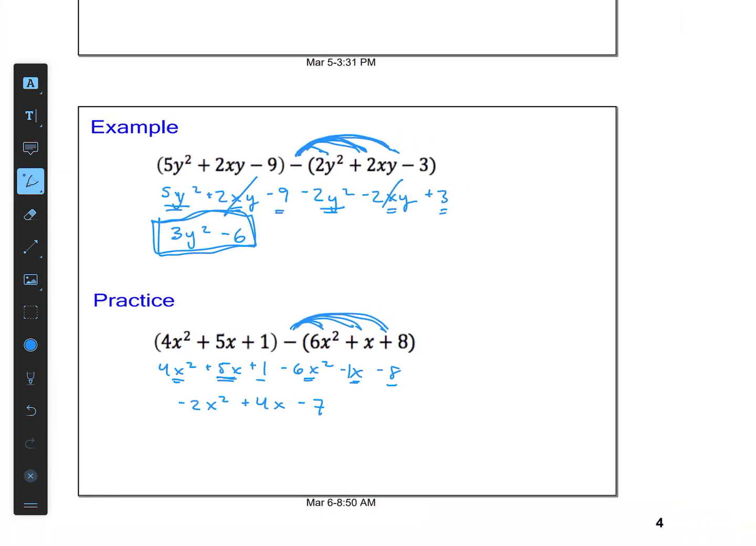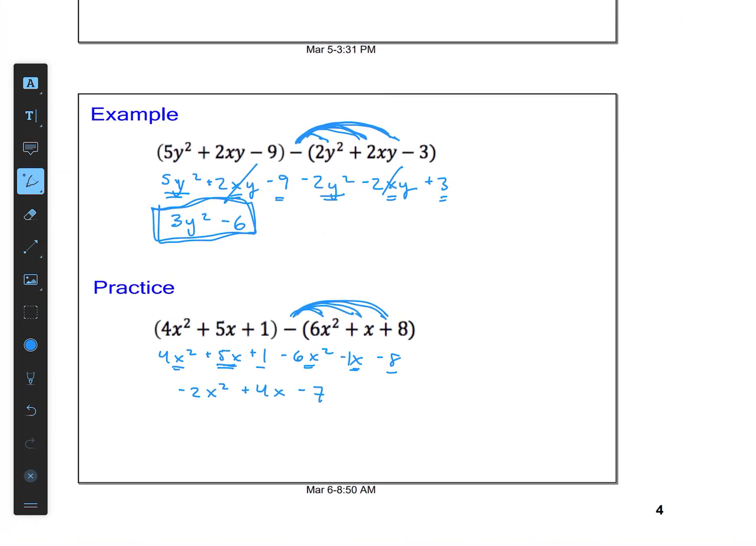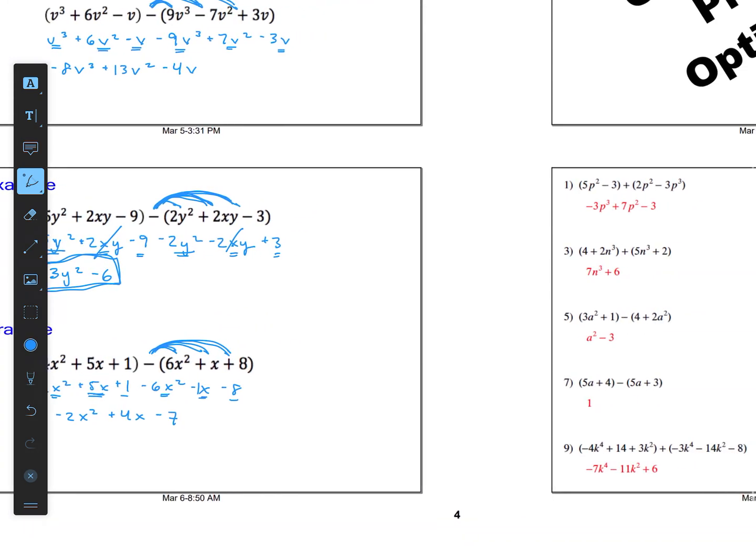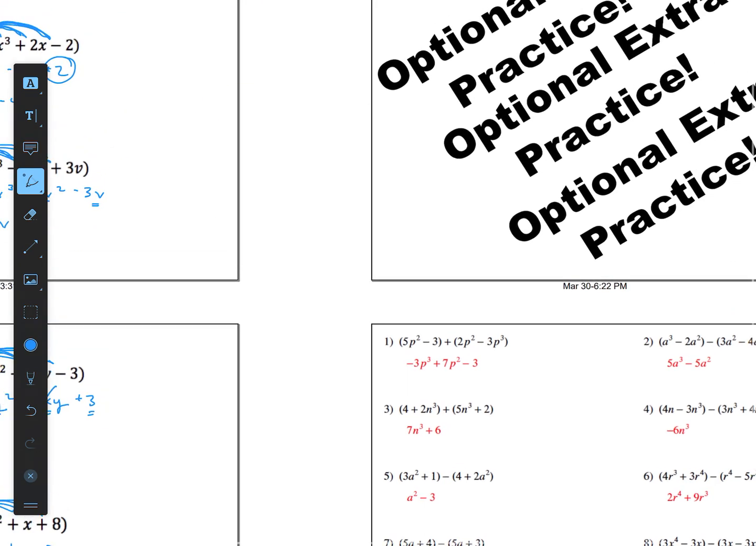Okay, so that is subtracting polynomials. So the only difference between adding and subtracting is you have to distribute that negative when you're subtracting these things. That is the whole lesson.